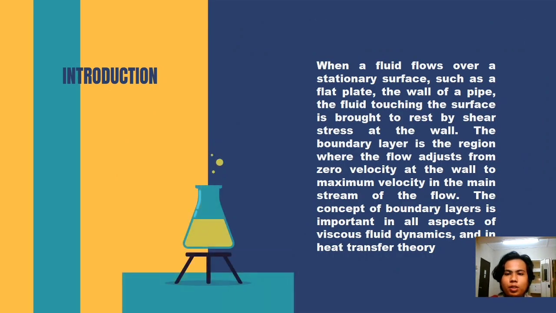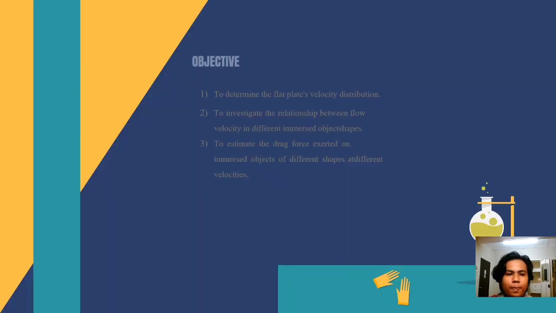So for the introduction, when a fluid flows over a stationary surface such as a flat plate or the wall of a pipe, the fluid touching the surface is brought to rest by shear stress at the wall. The boundary layer is the region where the flow adjusts from zero velocity at the wall to maximum velocity in the mainstream of the flow. The concept of boundary layer is important in all aspects of viscous fluid dynamics and heat transfer theory.